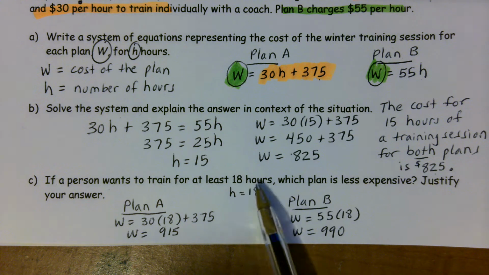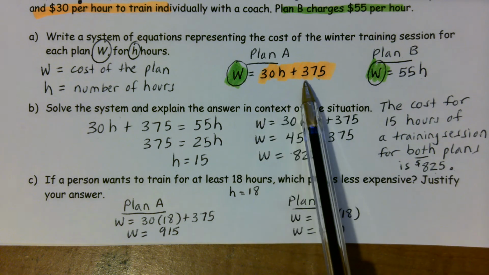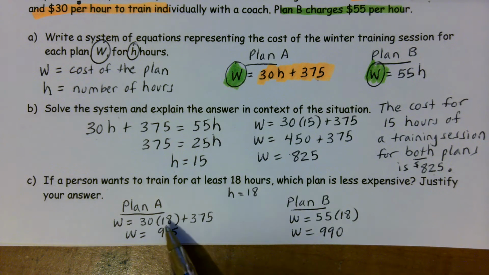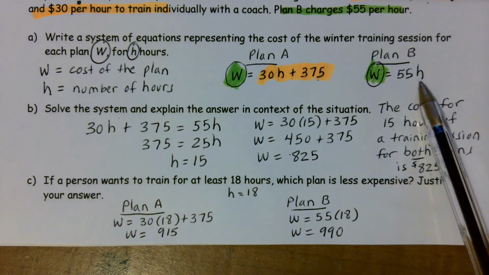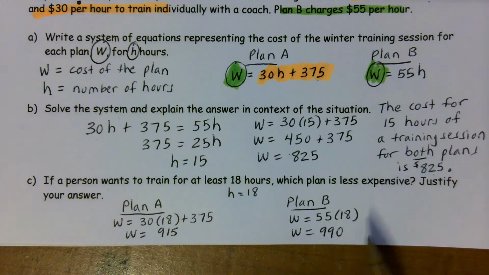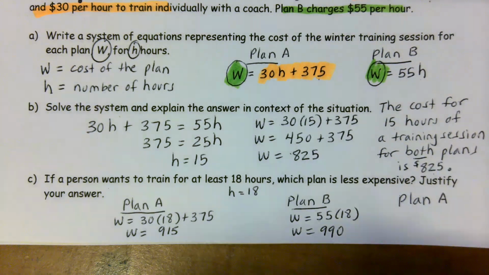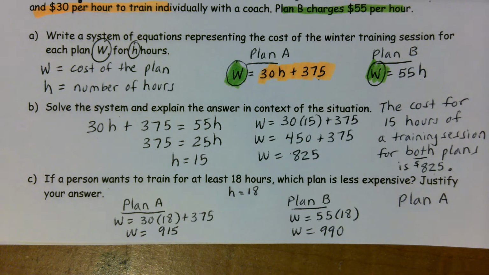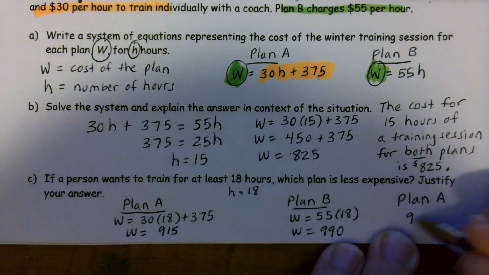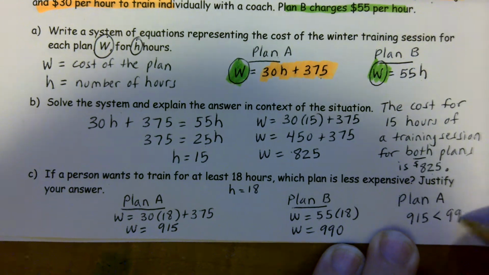If you were training for at least 18 hours, your H is 18, the number of hours. So I went back to my Plan B, that equation. In place of H, I substituted the 18, and I got the fact that the total cost would be $915. In Plan B, I went back to its equation. In place of H, we put 18, and that total cost is $990. So which plan is less expensive? We would say Plan A. Justify your answer. You could explain it in words, or you could simply say that 915 is less than 990.